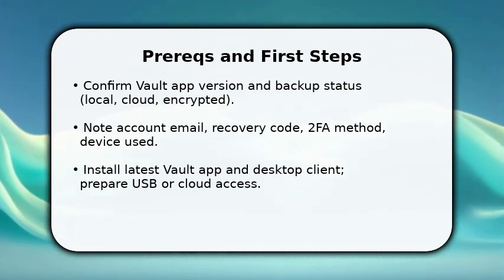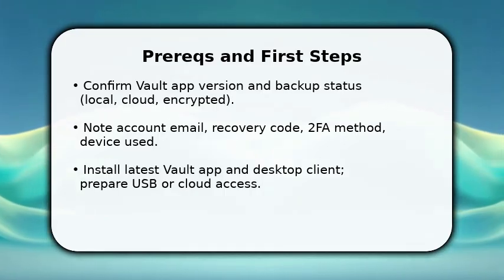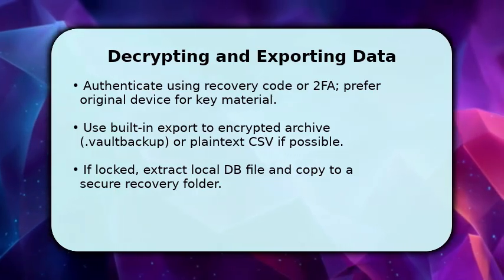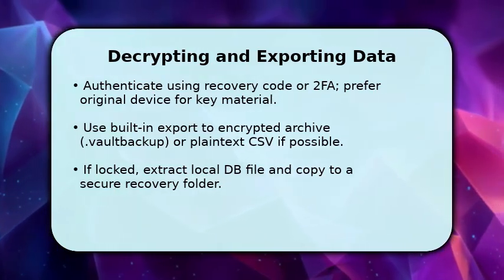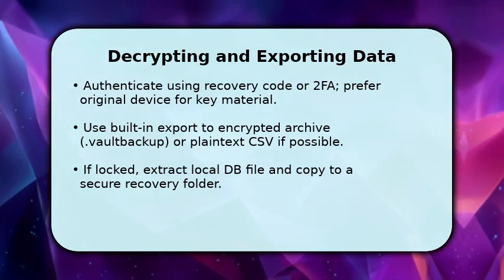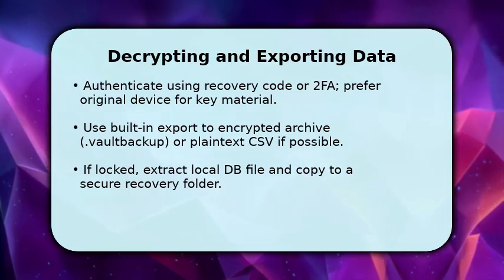You authenticate with the recovery code or 2FA, and if possible, use the original device because key material often resides there. Once authenticated, choose the Vault export option and create an encrypted archive, or export to CSV only when encryption is unavailable and you understand the sensitivity.